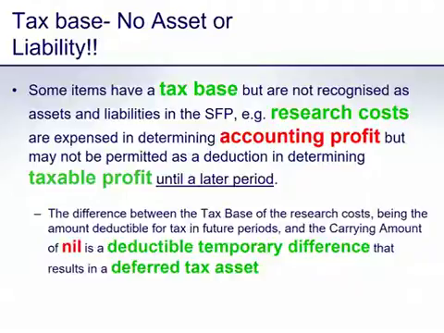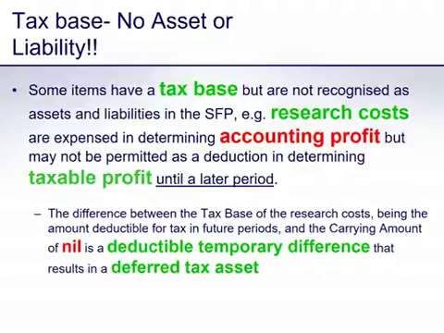Sometimes an item might have a tax base, but it might not be recognized as an asset or liability in the balance sheet. For example, under IAS 38, research costs on an internal research and development project are expensed when calculating accounting profit or loss, but may not be permitted as a deduction for tax purposes until a later period. In such instances, you would have a carrying amount of 0, but a future deduction available to you, which likewise gives rise to a temporary difference.